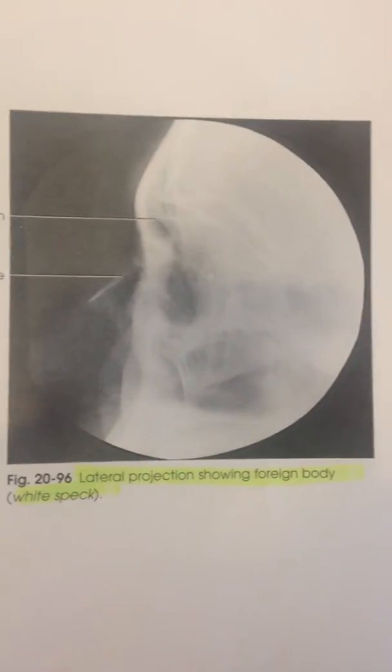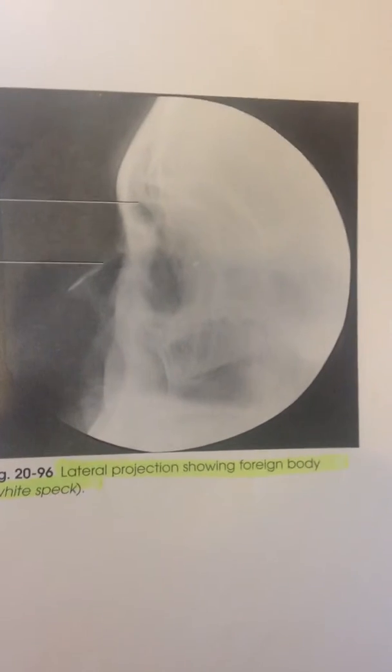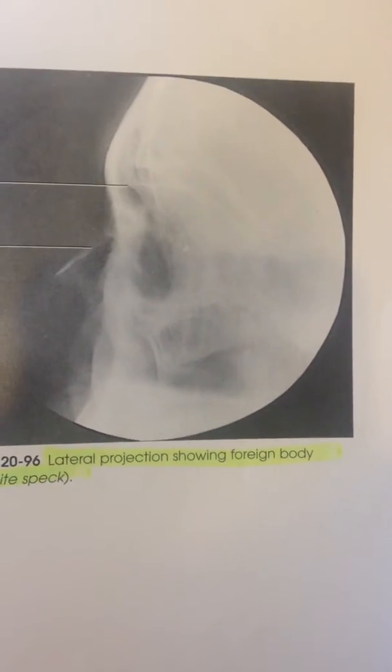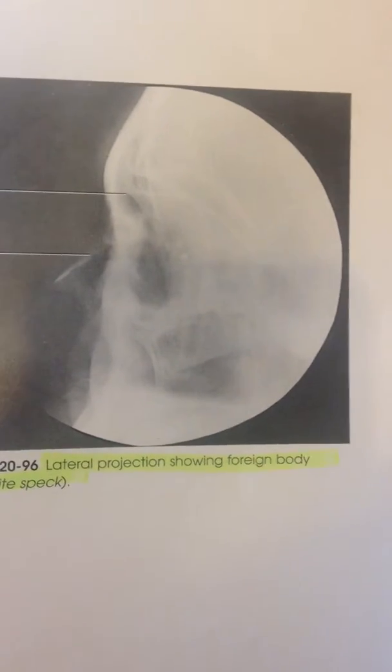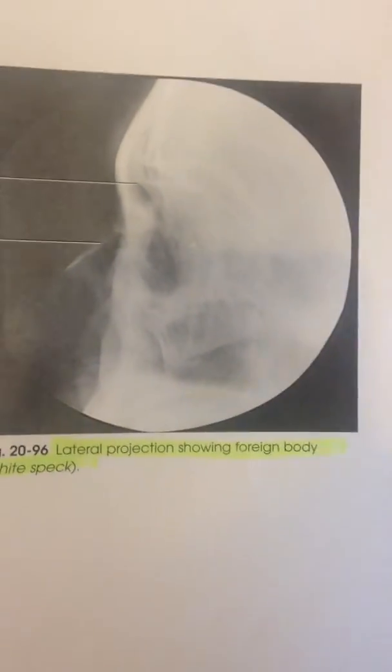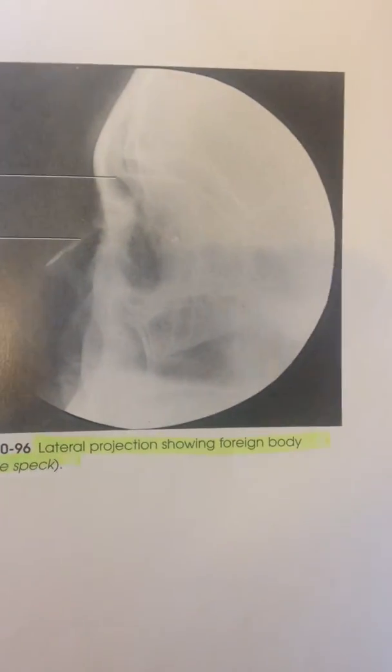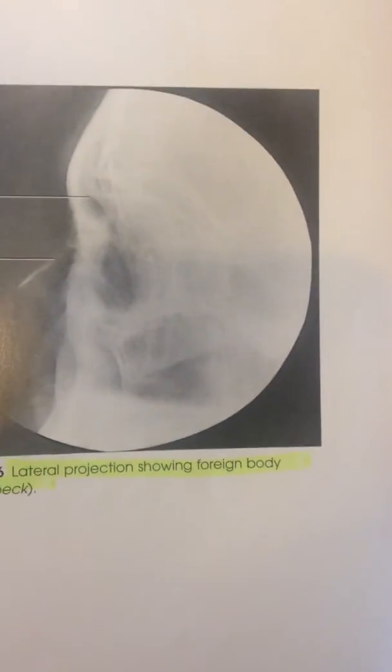So for the criteria of the images, for the lateral projection of the orbit: the density and contrast permitting optimal visibility of the orbits, and for localization of foreign bodies, the superimposed orbital roofs, and close beam restriction centered to the orbital region.